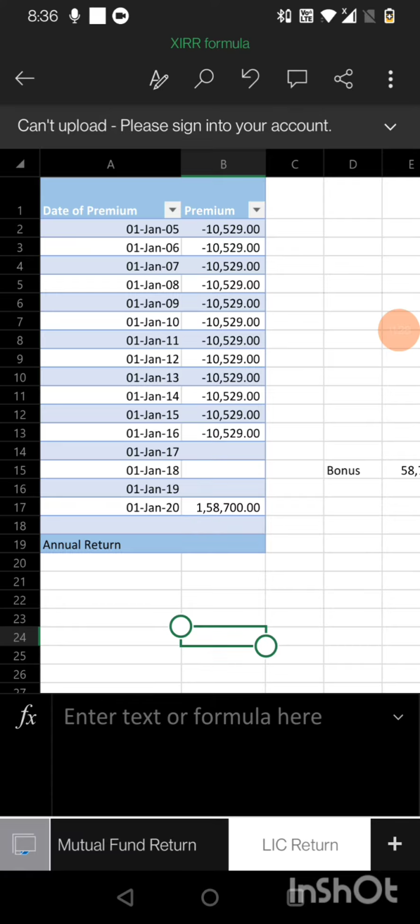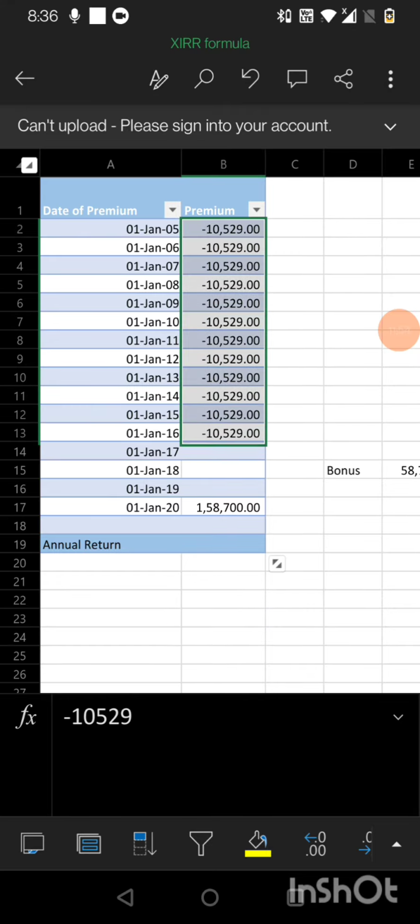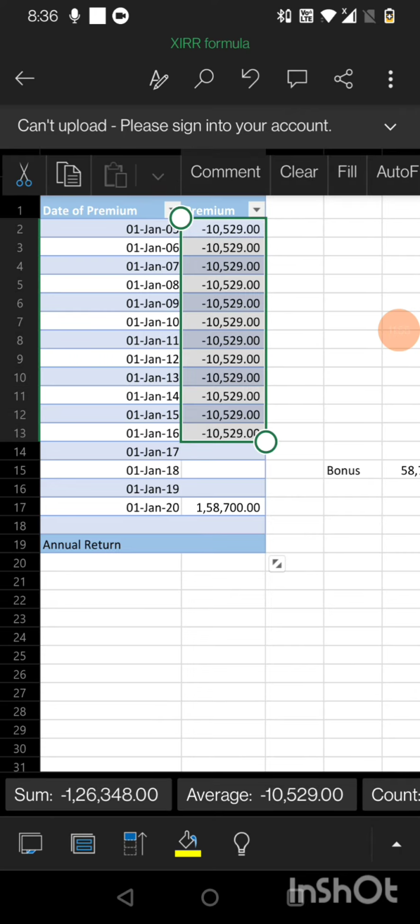At the end of the 15th year, I got a total amount of 1,58,000 rupees. So let's see. From the first year onwards, like 2005 to 2016, I paid the premium, and the last 3 years I did not pay any premium, and it matured in 2020. My total amount of investment is, let's see here, 1,26,000 rupees.